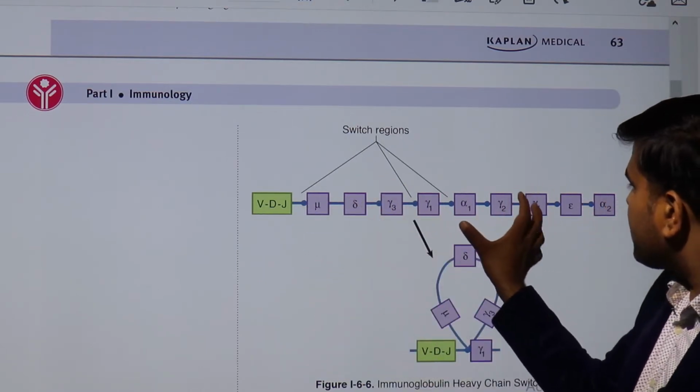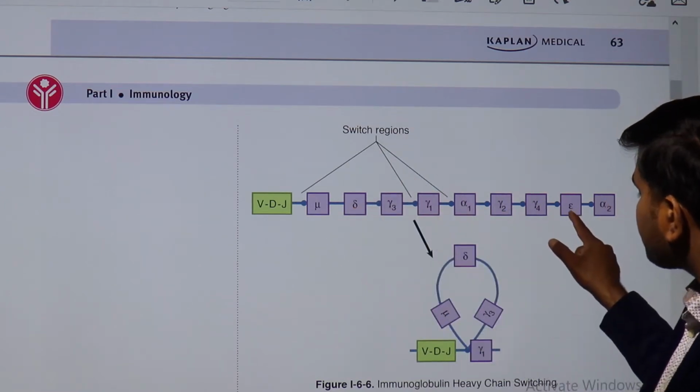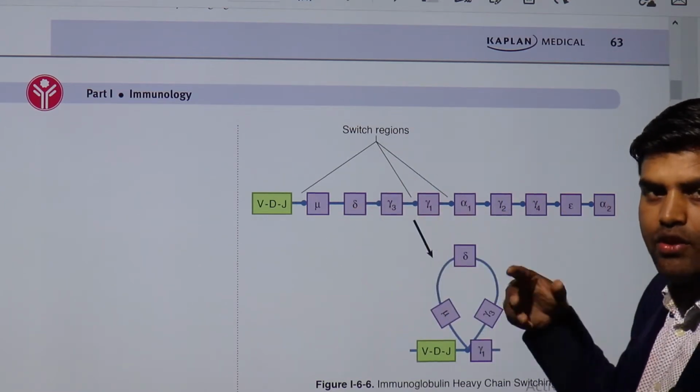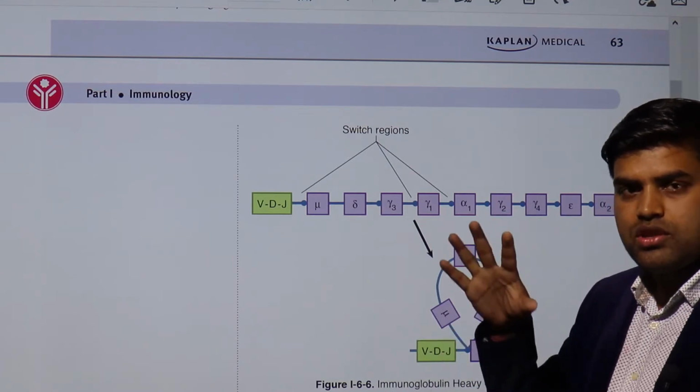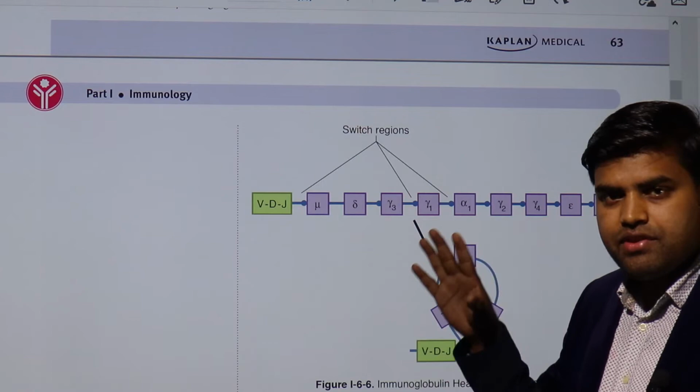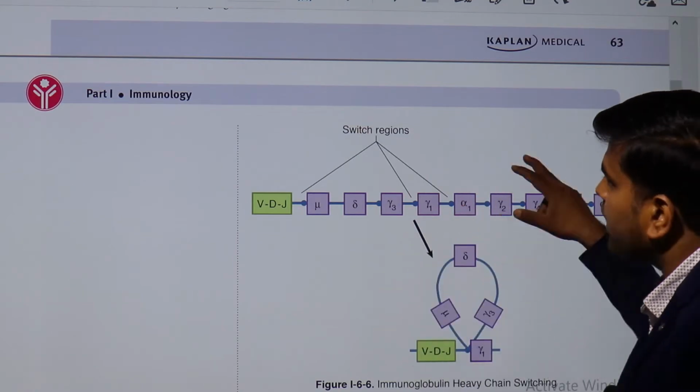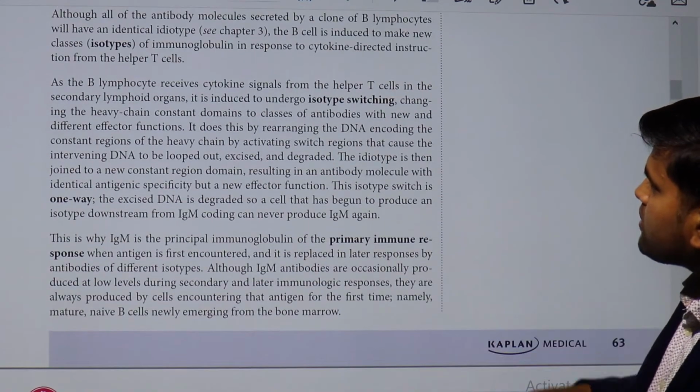If all of it is looped out and then directly comes to the immunoglobulin epsilon, then there will be the formation of immunoglobulin E. So this is the class switching, and that occurs due to the cytokine-integrated structural signal that has been sent from the helper T cell. So you understood how this has been formed.